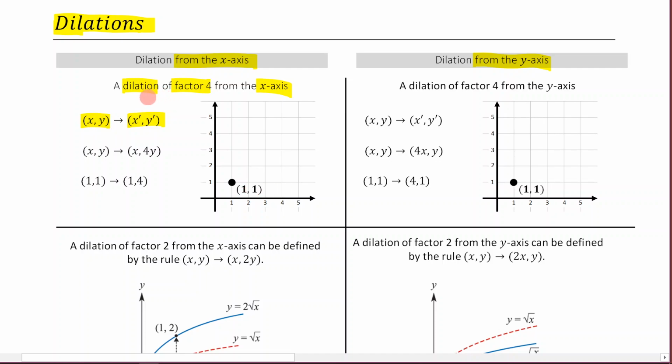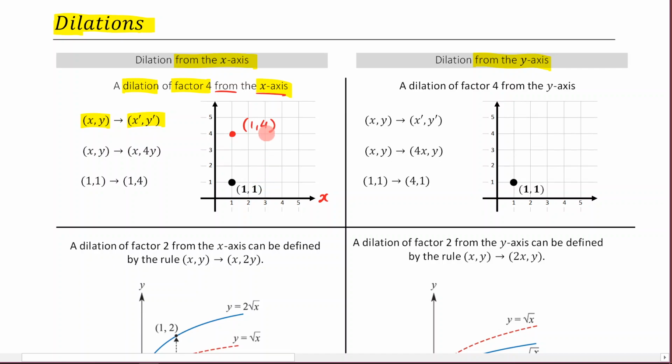Now, we're going to apply a dilation of a factor of 4 from the x-axis. If I'm dilating from the x-axis, what that means is that this point is going to be pushed away from the x-axis. So remember, this is my x-axis, and I'm pushing it away from the x-axis by a factor of 4. So it's going to end up here. And the new coordinate is going to be 1, 4. So hopefully you can see what I did here. I took my y value and I multiplied it by 4 to get 4 here.